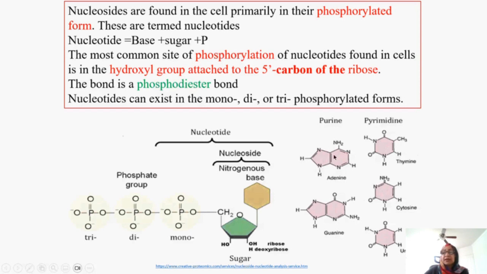Adenine and guanine, we have them in both DNA and RNA. Thymine and cytosine are pyrimidines too, but thymine is found only in DNA. Uracil is found only in RNA. So whenever you would like to determine whether these strands are RNA or DNA, just by the sequencing, try to find whether they have thymine or uracil, and then you can find out.